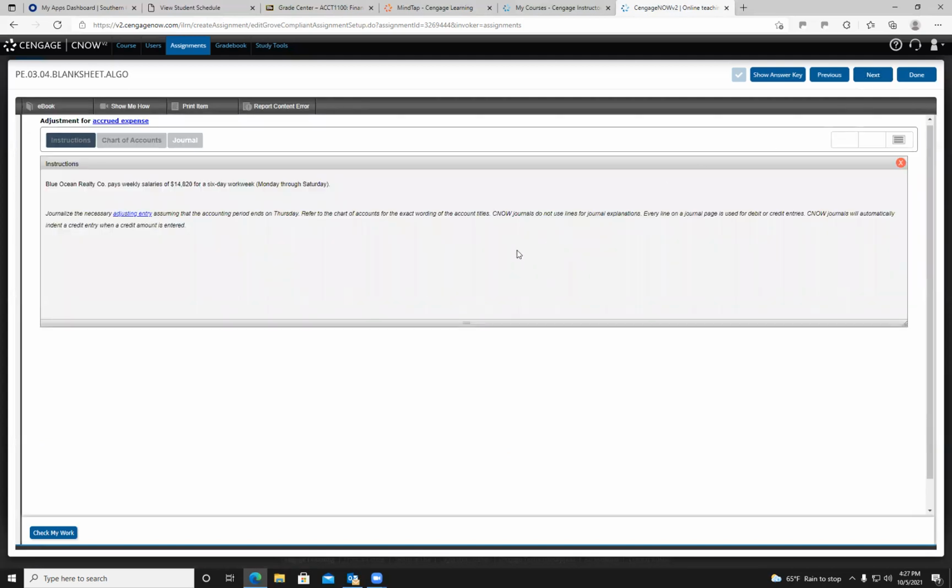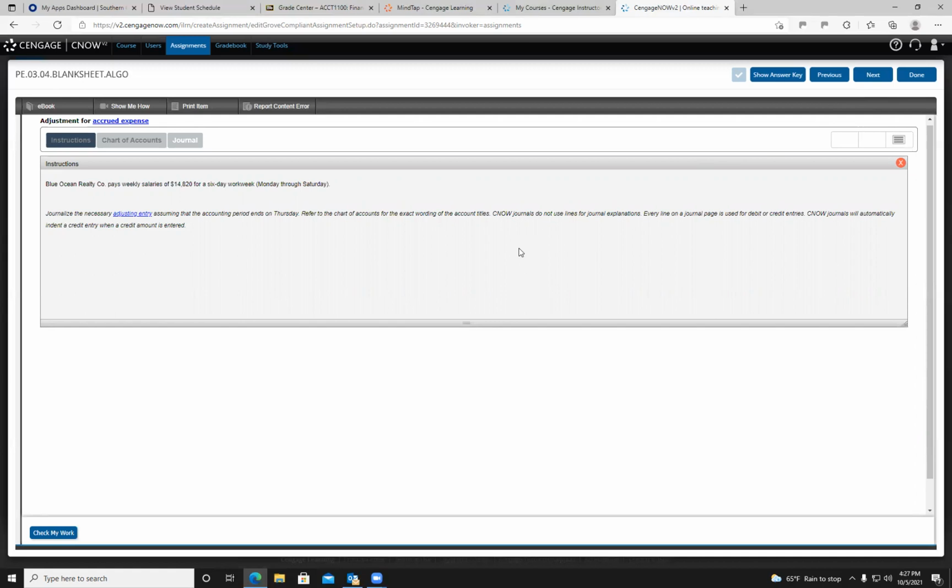Now we're going to look at one for an adjustment entry for an accrued expense. Okay, this is an expense that you've incurred, but you're not in a position to pay yet. So many situations could happen where this may occur. The example in this problem is Blue Ocean Realty Company pays weekly salaries of $14,820 for a 6-day work week.